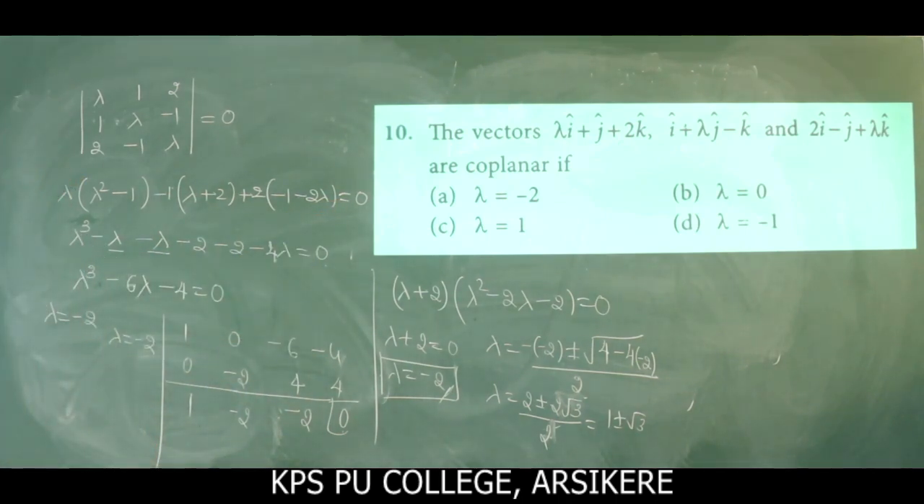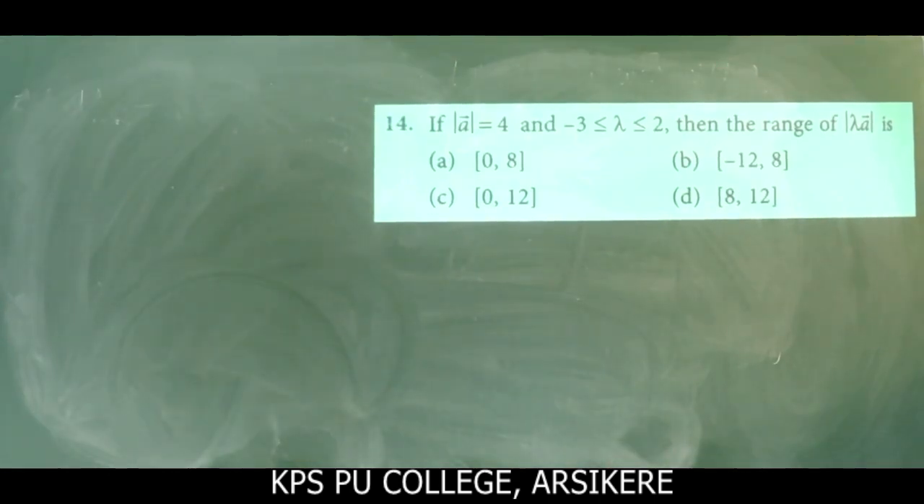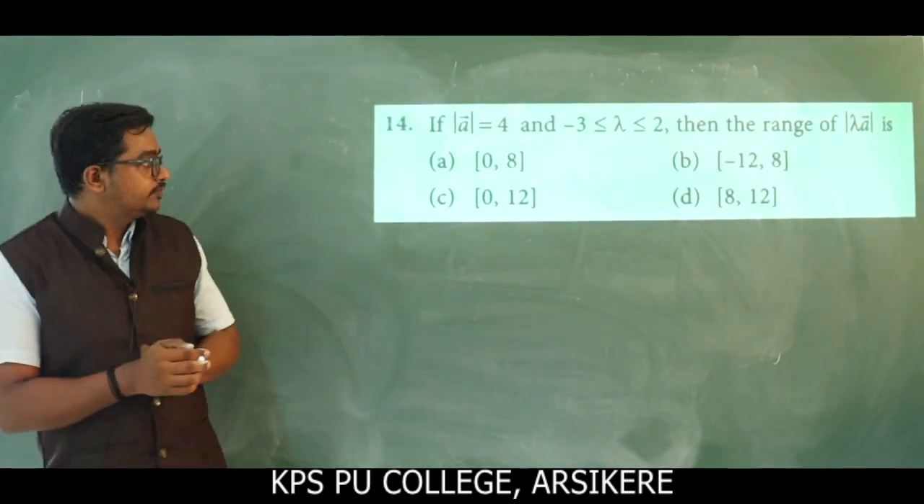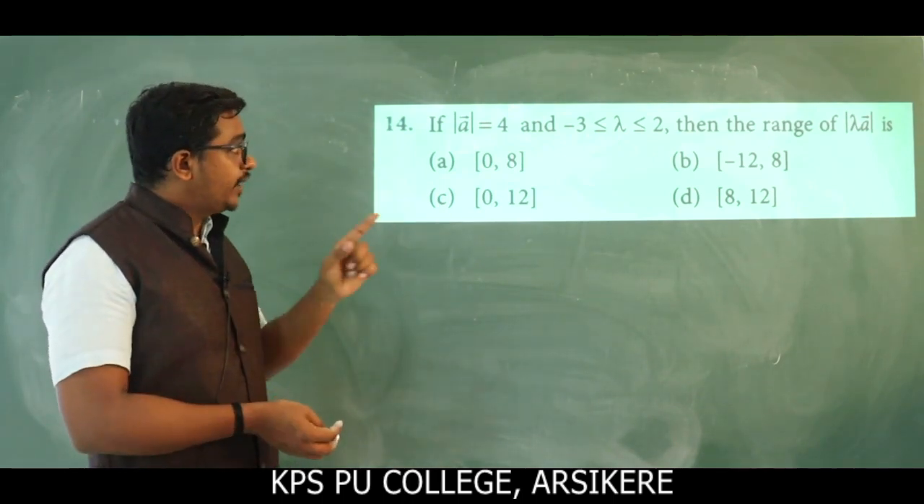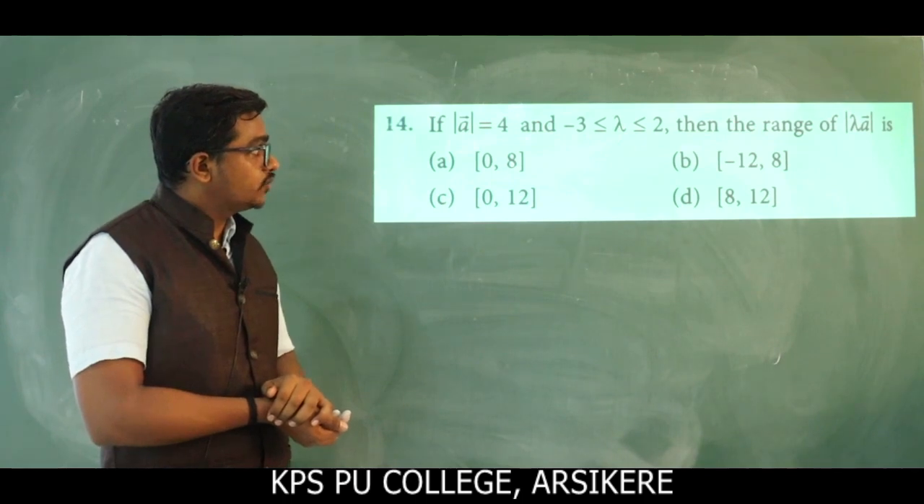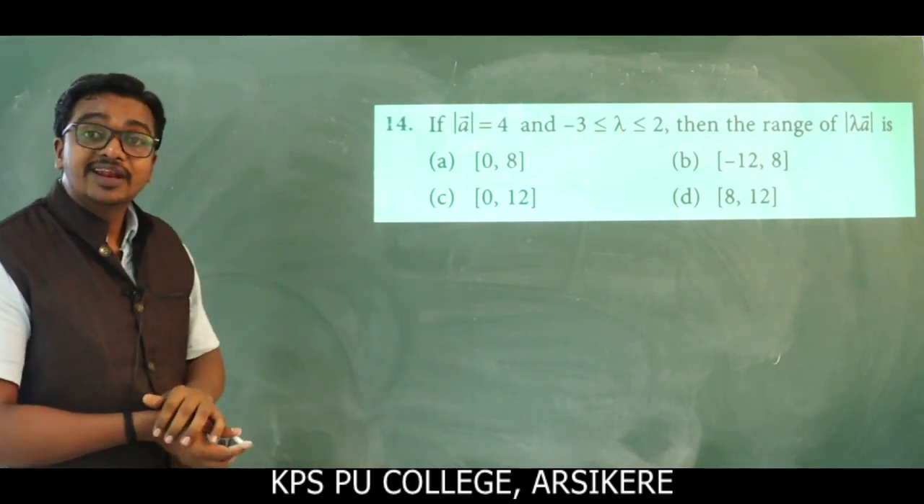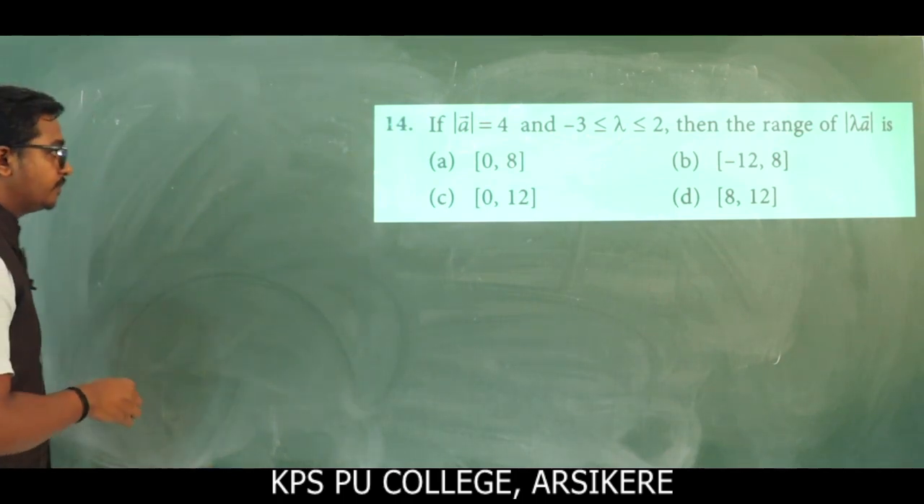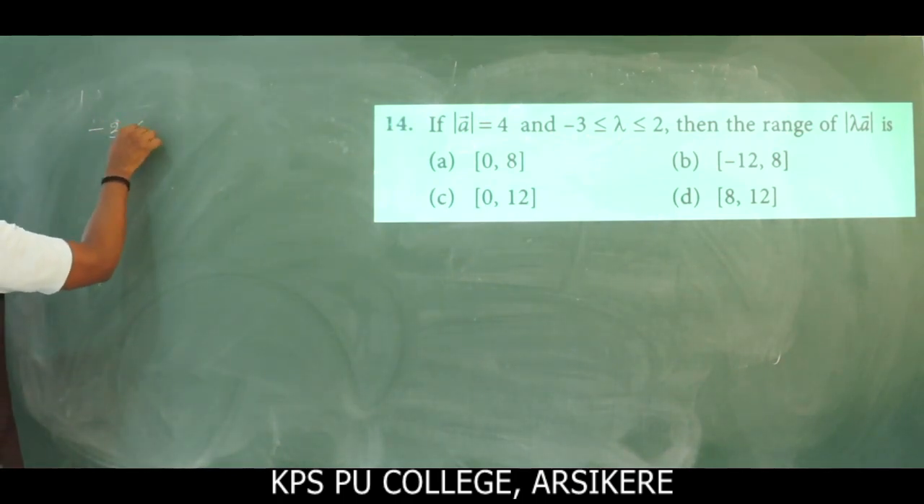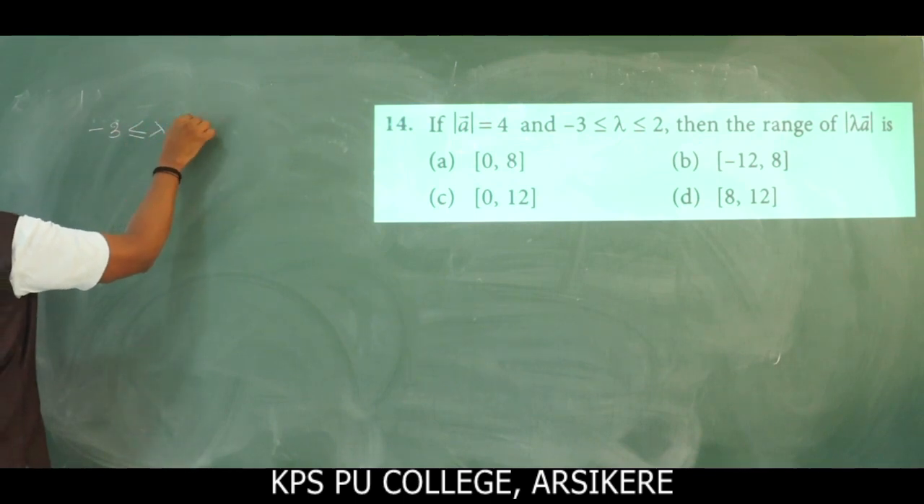Take a pause and note it down. Now dear students, we are moving to the last question of vector algebra. If magnitude of vector A is equal to 4 and minus 3 is less than or equal to lambda, less than or equal to 2, then find the range of magnitude of lambda into vector A. Just write the given thing: minus 3 less than or equal to lambda less than or equal to 2.